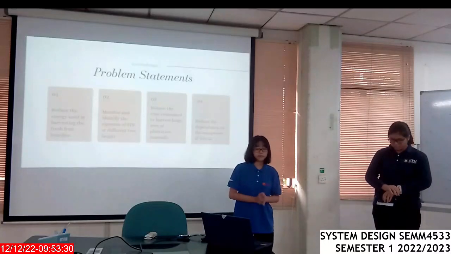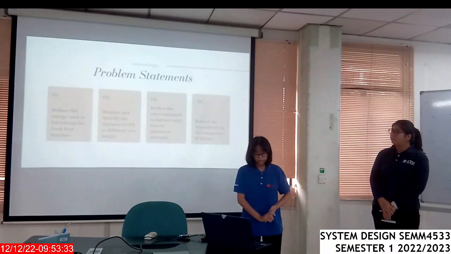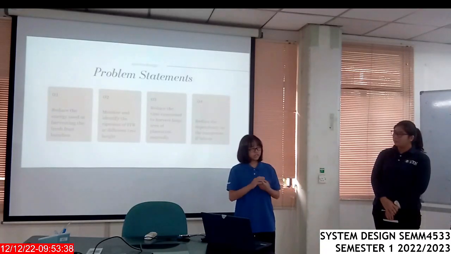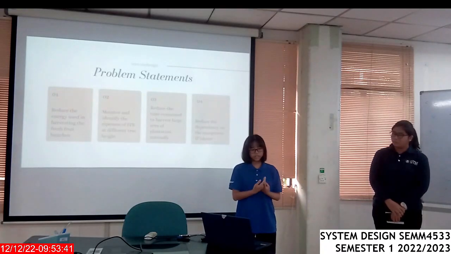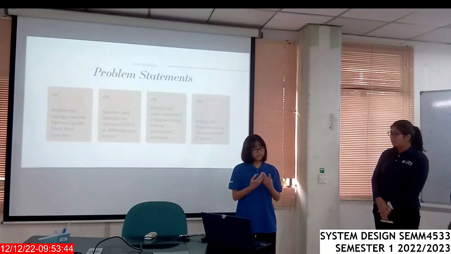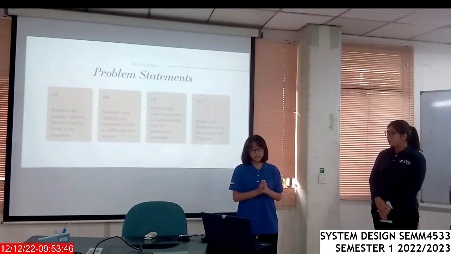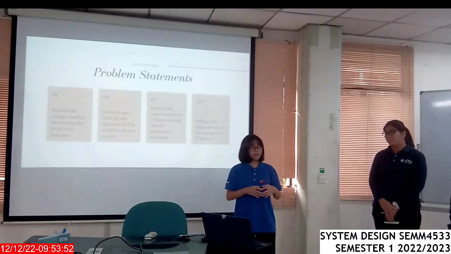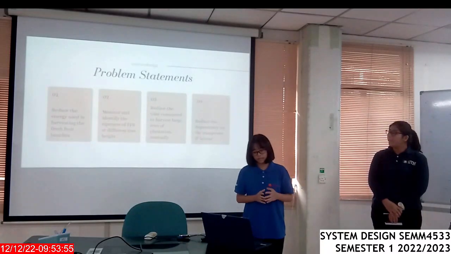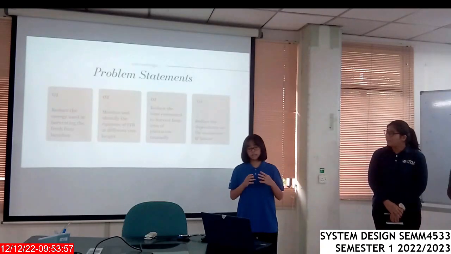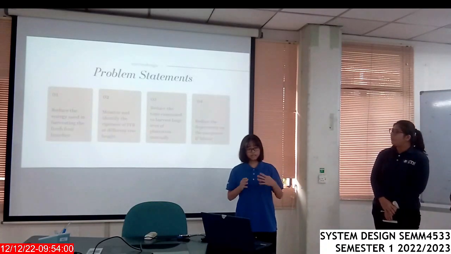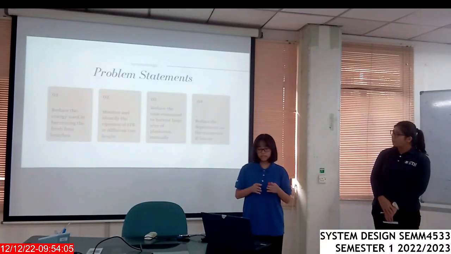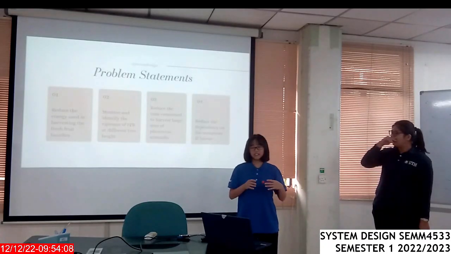Next, the purpose statement. There are 4 purpose statements that we listed. The first one is to reduce the energy, including the human energy, manpower energy, and the electricity energy and resources. The second one is to monitor and identify the ripeness of the FFB at different heights of the oil palm tree. The third one is to reduce the time consumed and to increase the efficiency of the harvesting process. The fourth one is to reduce the dependency on manpower and labor.